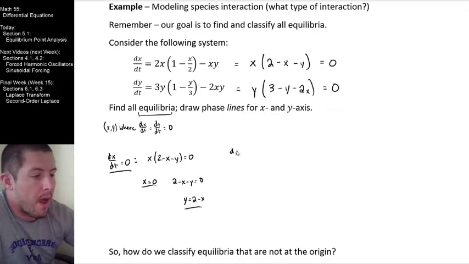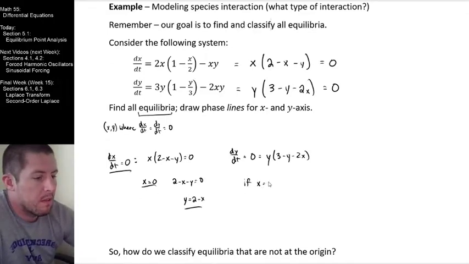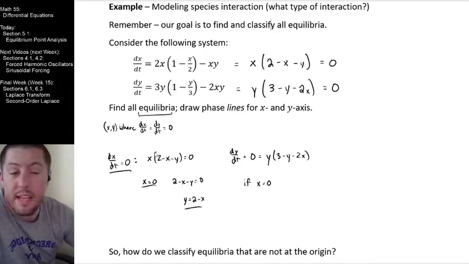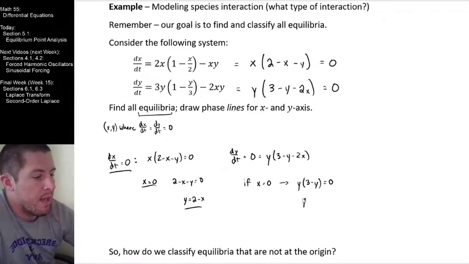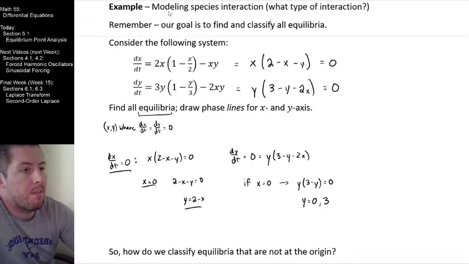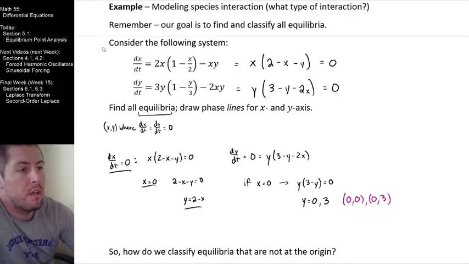Now I'm going to come on over to dy/dt equals 0, which is y times (3 minus y minus 2x). The first thing I'm thinking is, what happens when x is equal to 0? Because I know that's one of the ways I get dx/dt to be equal to 0. If x is equal to 0, then we're getting y times (3 minus y) equals 0. And that's going to lead me to y equals 0 and y equals 3. And so therefore, I know from this that I have the solutions (0, 0) and (0, 3). So I've got two equilibria here.